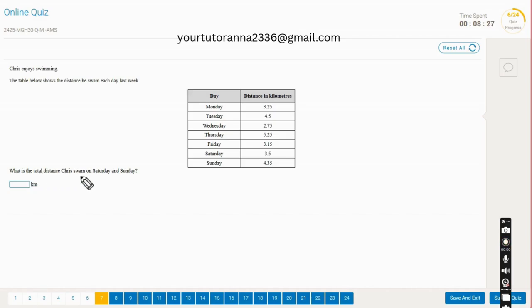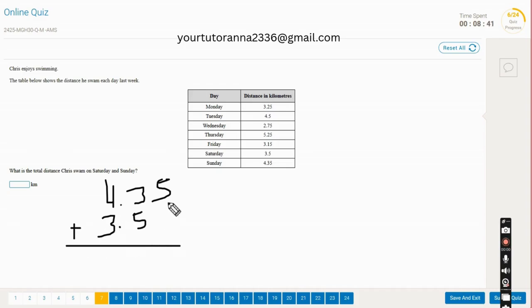Now here, what is the total distance Chris swam on Saturday and Sunday? So Saturday and Sunday, you can just add them. So let's write the bigger number first. 4.35 plus 3.5. Remember to put the decimal number below the decimal number. So it'll be 5 here, 8 here, 7 here. So 7.85.